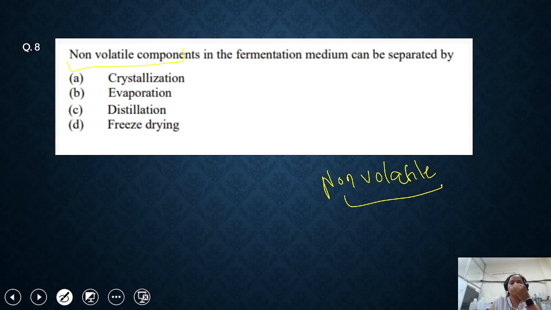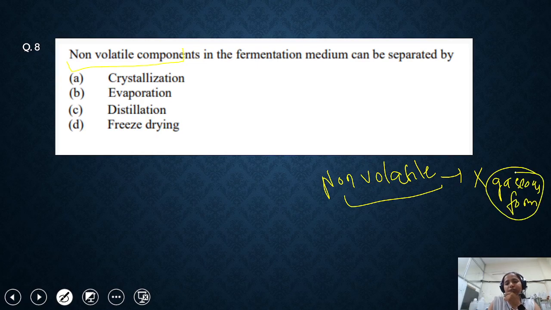Non-volatile components are those which cannot be converted into gaseous form. So these are the non-volatile compounds which cannot go into their gaseous form. So you need a fermentation medium that can be separated. Which method will you use for the separation of this molecule?